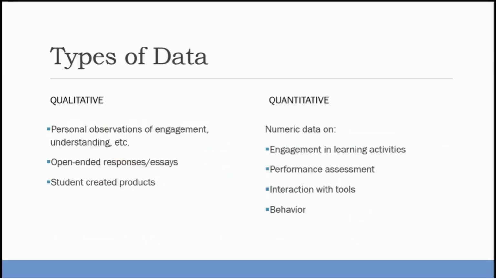Other qualitative things are like open-ended responses or essays, or when students create things and make things. That gives us really good information about what they know. It's just not this quantitative numeric data.